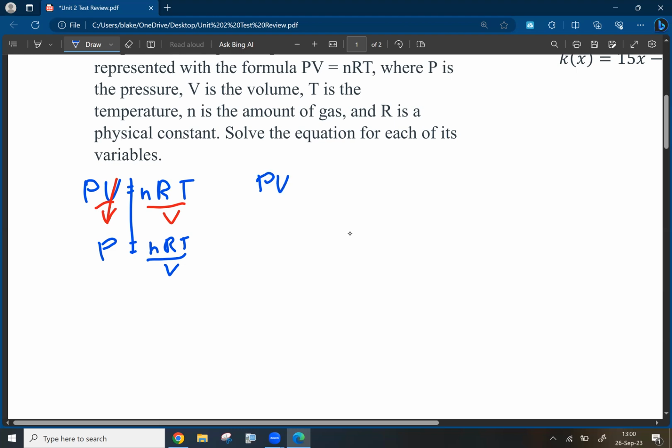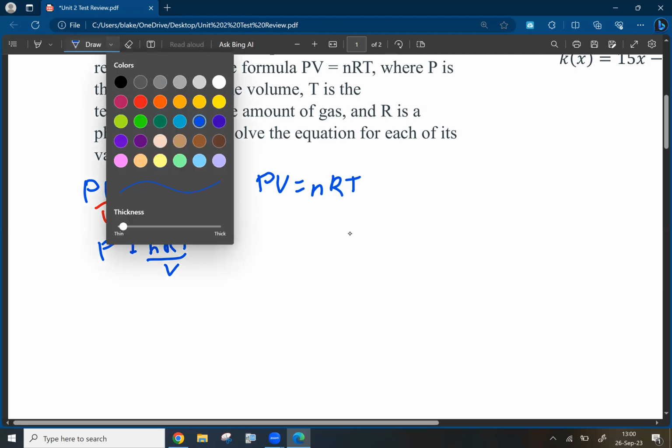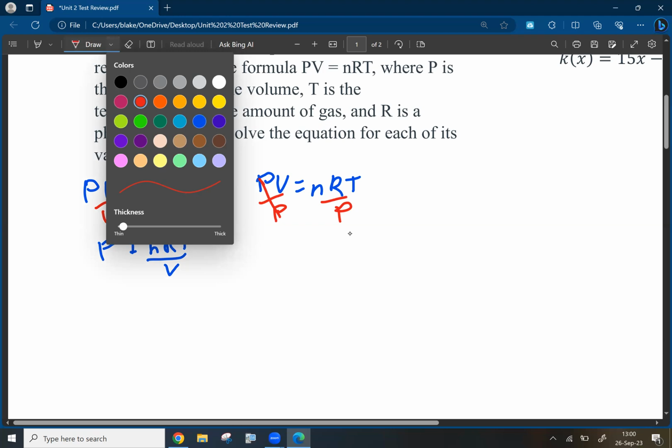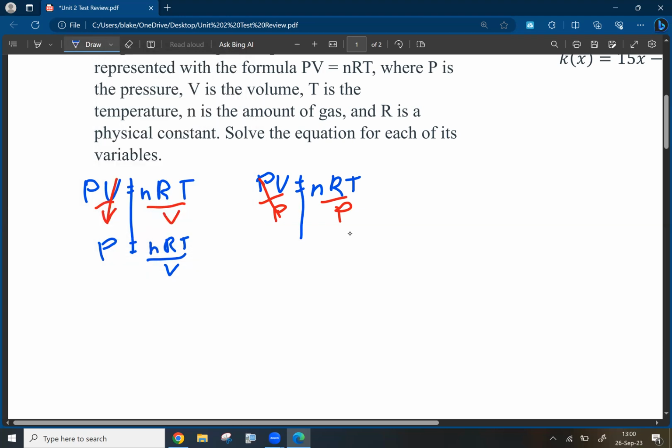Next up, we'll solve for V. So PV equals nRT. So to solve for V, we're going to divide by P and cancel out P. Basically, remember, all you're essentially doing is just dividing by whatever letter is on that side that you don't want. So if we're solving for V, then we don't want the P because it's on the same side. So we're getting rid of that. And so that leaves us with V equals nRT divided by P.